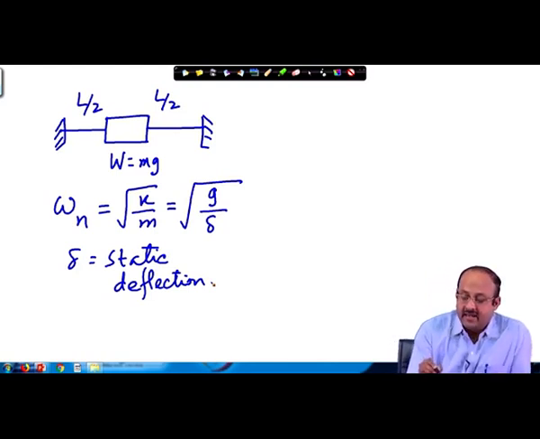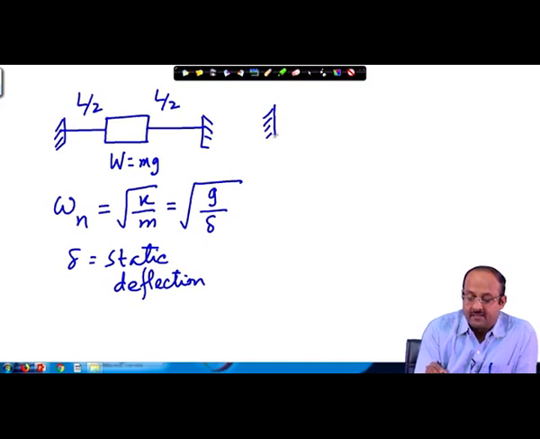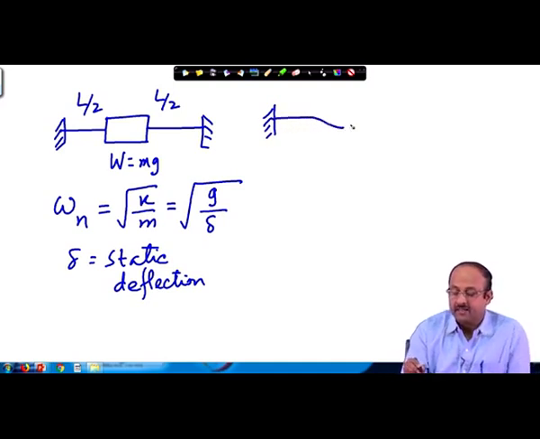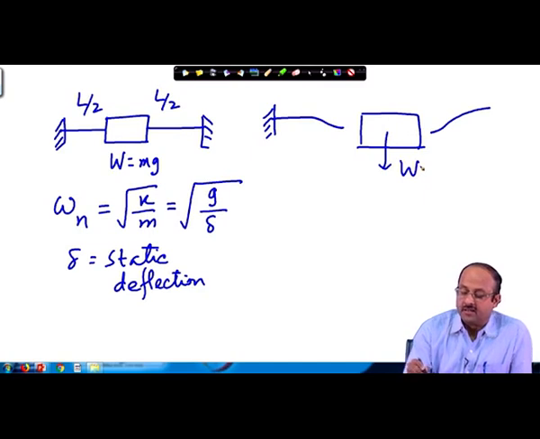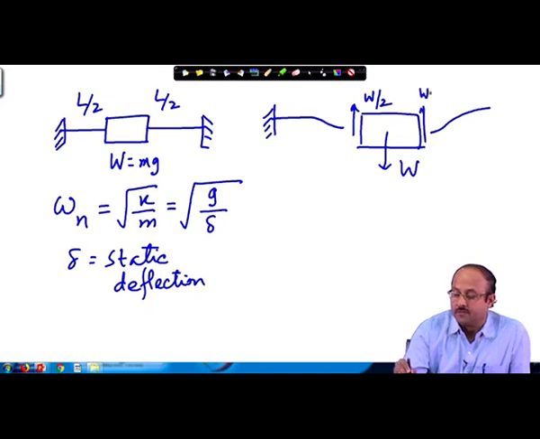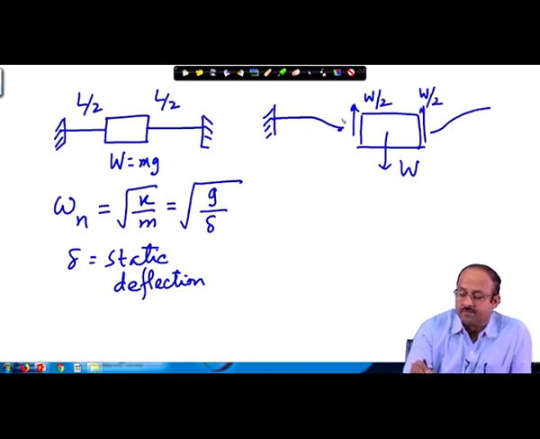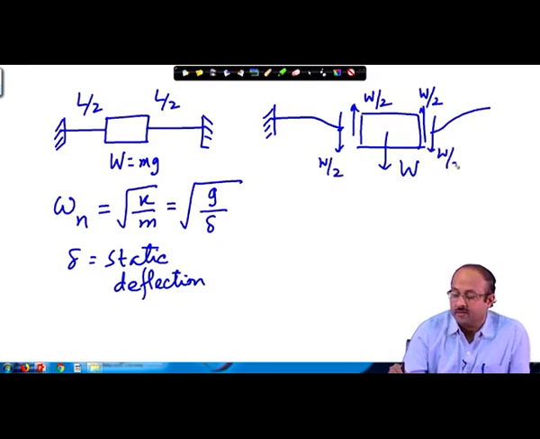Now, to find out the static deflection, that means here what we do, we have the system here, and so this is a static deflection. Now, so it will have the weight W, this will be restricted by W by 2 and W by 2. So, this portion will have W by 2 weight and W by 2 weight there.